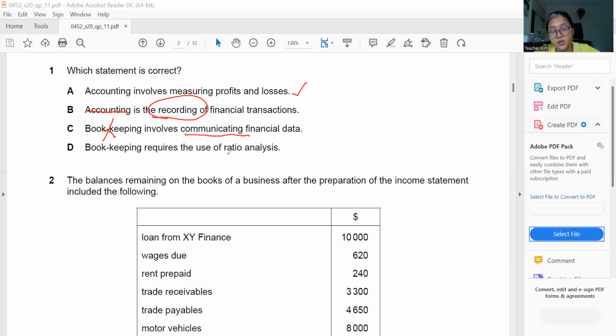Bookkeeping required the use of ratio calculation. After you are ready with the financial statement, you can prepare the ratio analysis. So this is also not done by the bookkeeper. So the answer will be A. Next question.